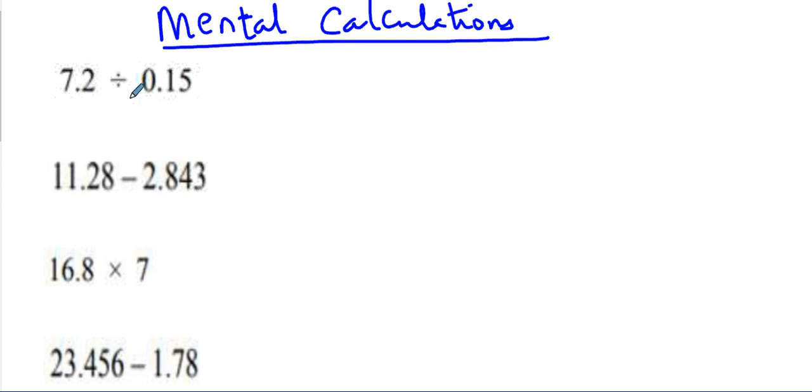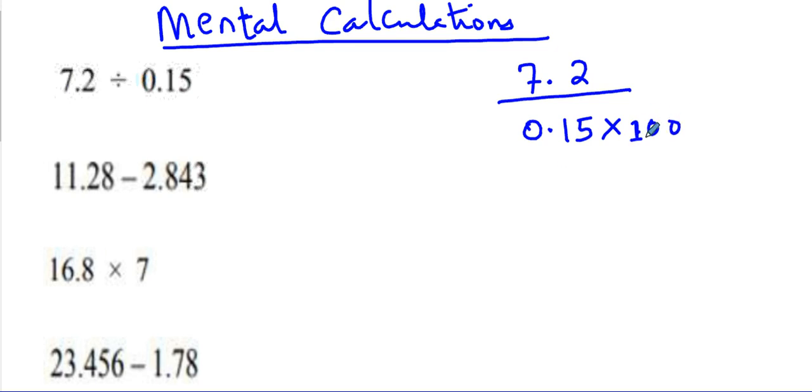We have 7.2 divided by 0.15. What we do is write that as a fraction, 7.2 over 0.15. You have one decimal place in the numerator and two decimal places in the denominator. So we use the denominator to cancel out the decimal places. Two decimal places suggest 100, so multiply by 100 in the denominator and also multiply by 100 in the numerator.